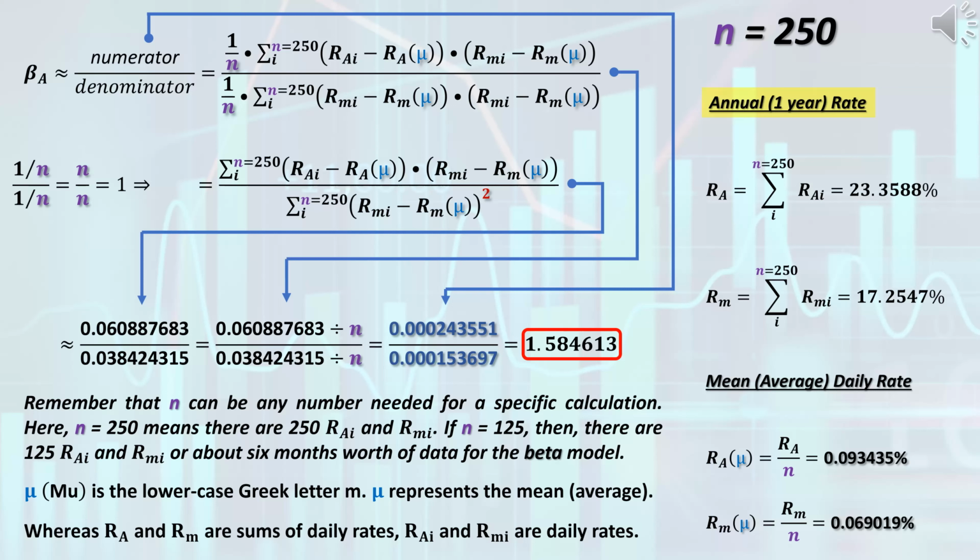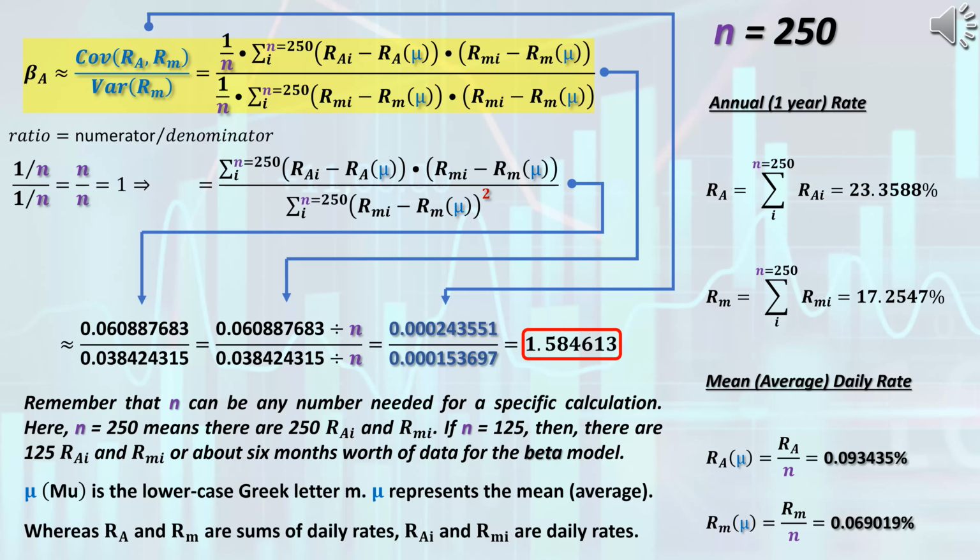R sub A is the 1-year rate calculation for the asset, and R sub M is the 1-year rate calculation for the market. By dividing each of the 1-year rates by n, one obtains the average daily rates for the asset and for the market. The average rates are needed to compute both the covariance and variance. The symbol mu is the lowercase Greek m. Mu represents the mean or average. Whereas R sub A and R sub M are sums of daily rates, R sub AI and R sub MI are daily rates where I represents the index to be summed.